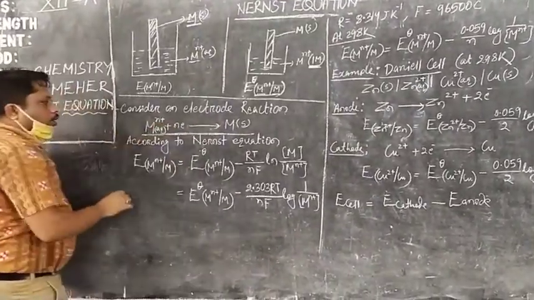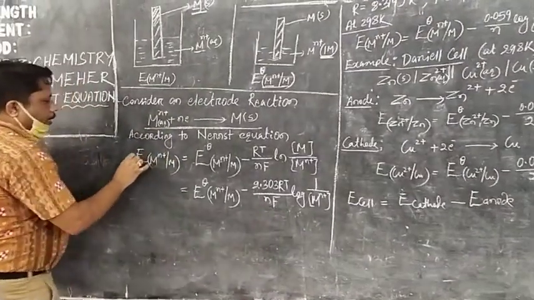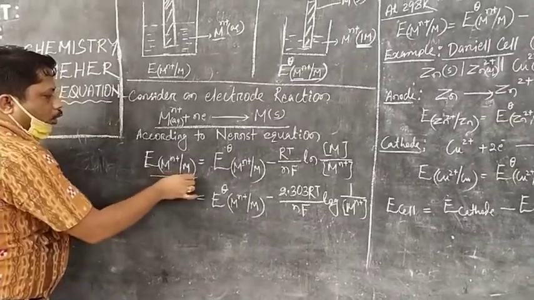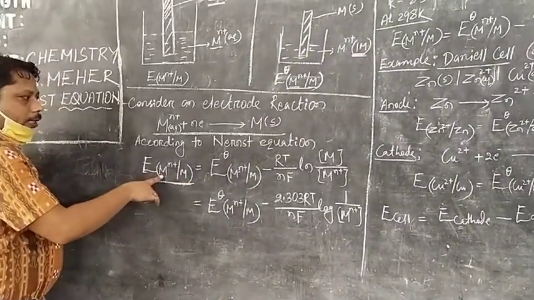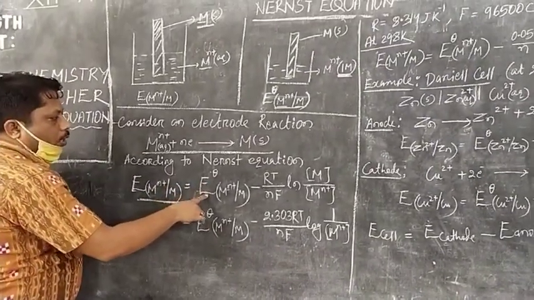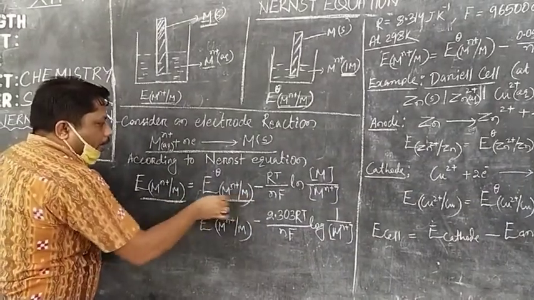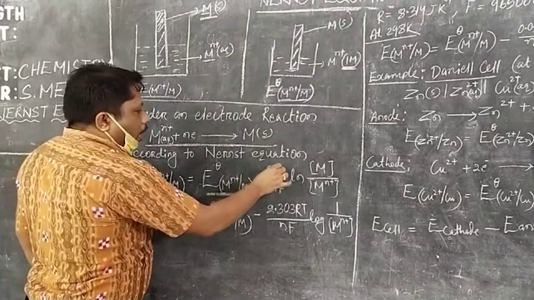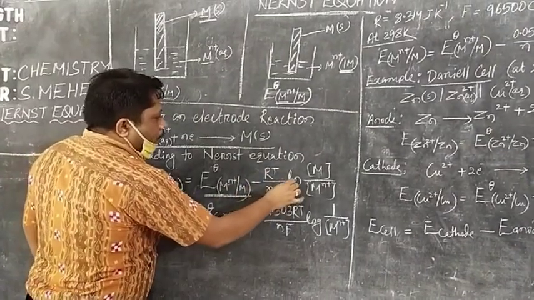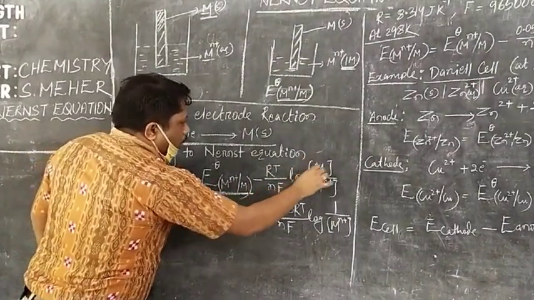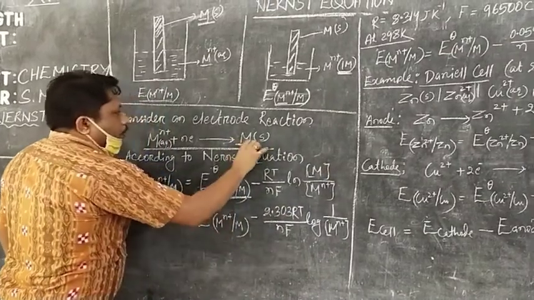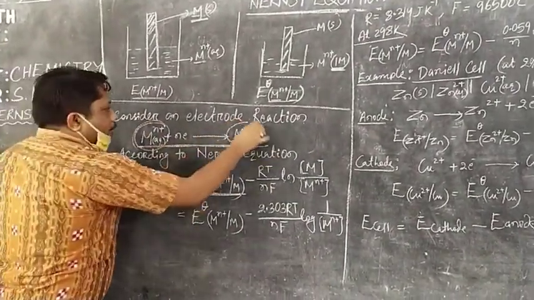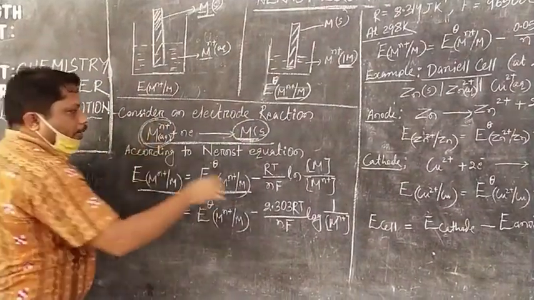For this, the Nernst equation can be written as E M plus/M, that is the electrode potential at any concentration, equal to the electrode potential at standard condition, that is the standard electrode potential, minus RT by nF ln concentration of M by concentration of M plus. That is, right hand side divided by left hand side.